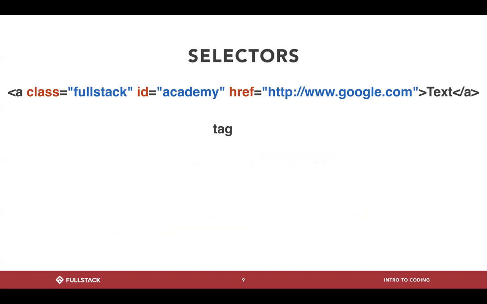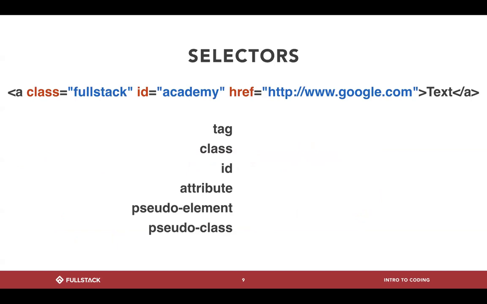We've got a tag, which is just whatever the element is. So in this case, it would be A, or it would be div, or it would be P. It'd be the name of the actual element. We have classes, which we talked about last night. IDs, which correspond to those ID attributes we talked about last night. So in this case, class would be full stack, ID would be academy. And then you can also do it off of attributes themselves.